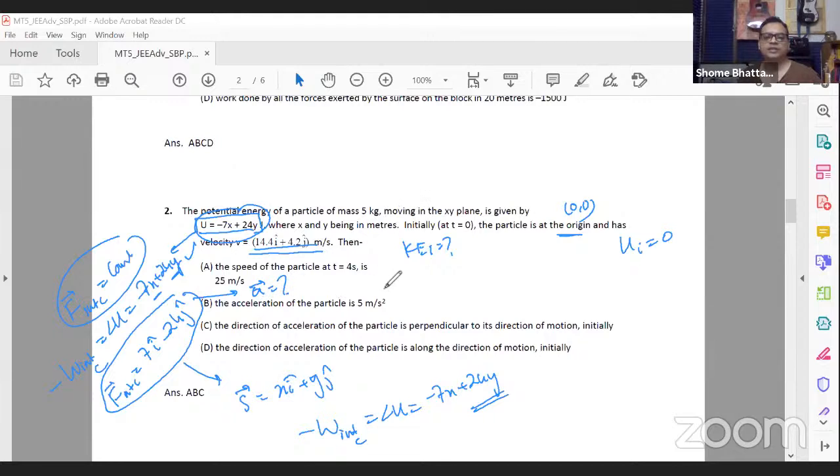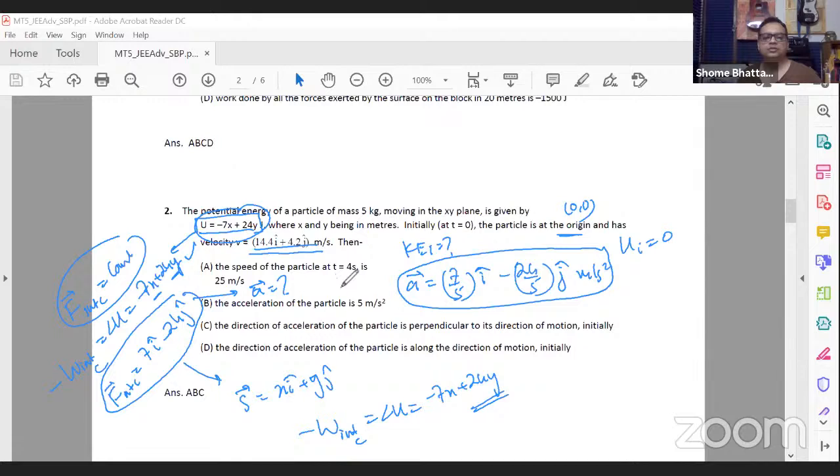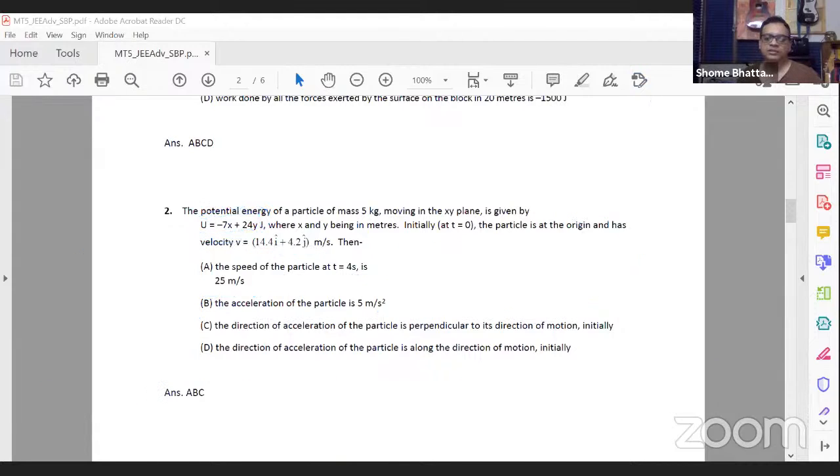The mass of the body is 5 kg. So your acceleration will become 7 by 5 i cap minus 24 by 5 j cap in meters per second square. So your acceleration is known. From that you can find the position after 10 seconds, after 4 seconds, and so on, or you can find the magnitude of acceleration. From here onwards, it's kinematics. So just try it out with this hint, and I'll see what happened in the paper.